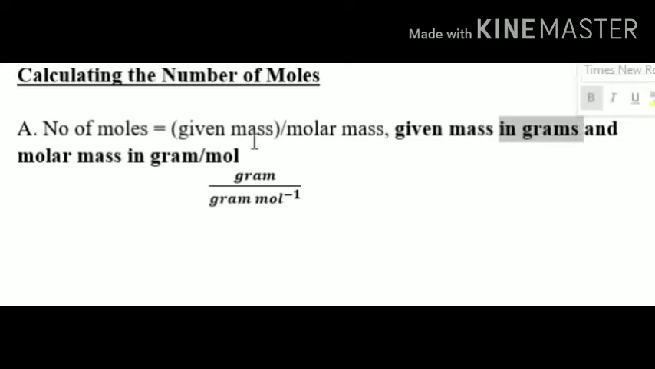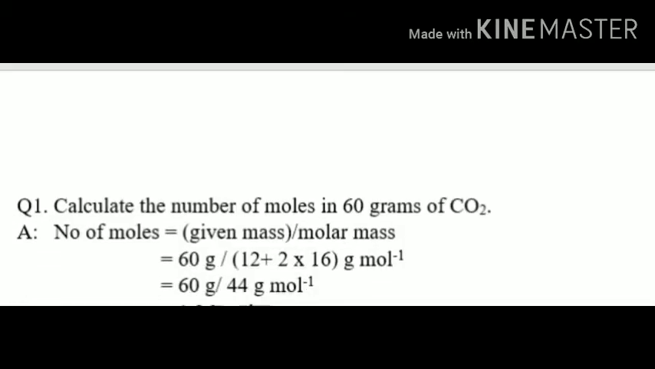This unit should be in gram. This should be in gram per mole. That is why I get in the numerator gram, in the denominator gram per mole. So gram will get cancelled. Mole inverse will go up. It will become mole. So that is why given mass in gram by molar mass in gram per mole. So let us take an example.